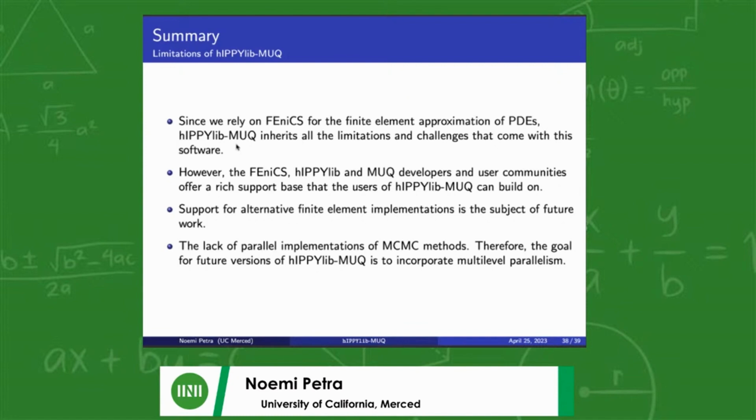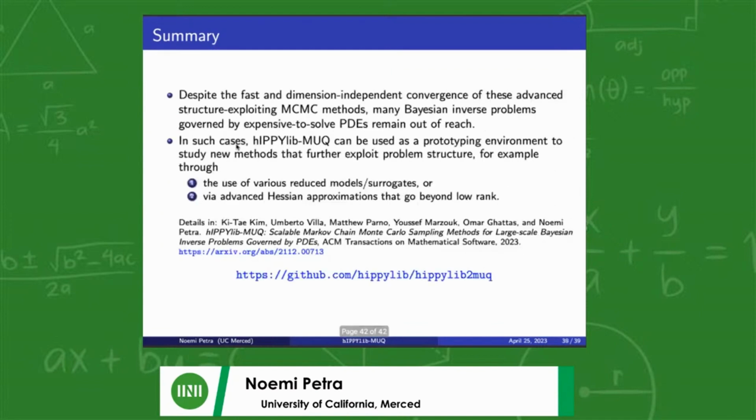We are interested to extend support to alternative finite element implementations, and I think Umberto at UT is looking into Firedrake, potentially extend support towards that as well. And there is a lack of parallel implementations of MCMC methods currently in hIPPYlib-MUQ, and we hope that in future versions of hIPPYlib-MUQ to incorporate some multi-level parallelism.